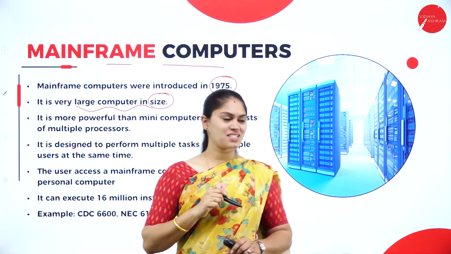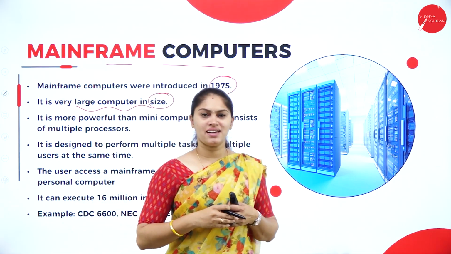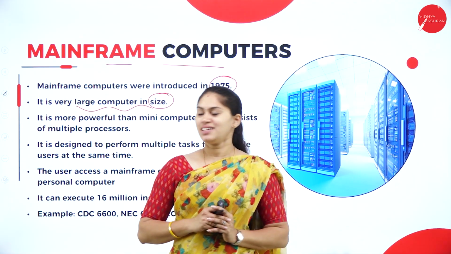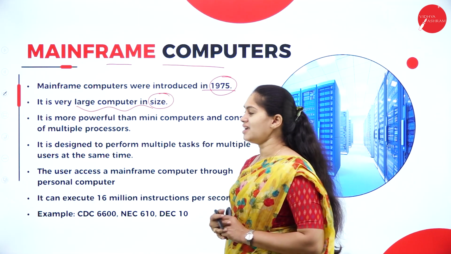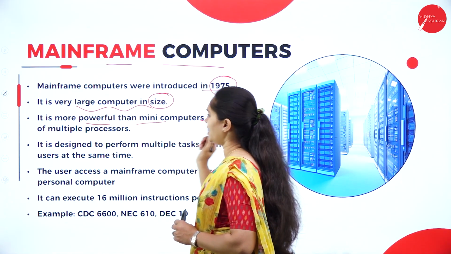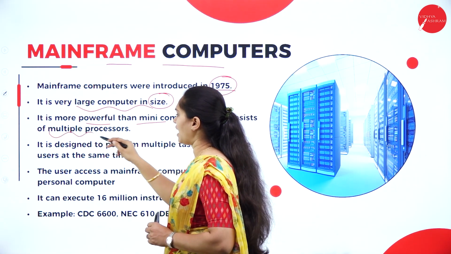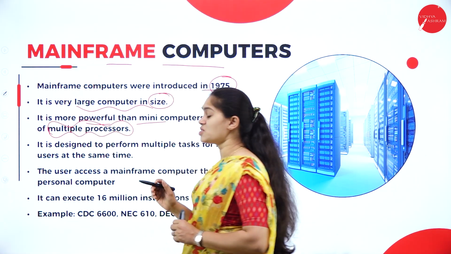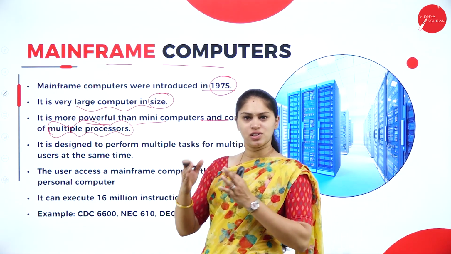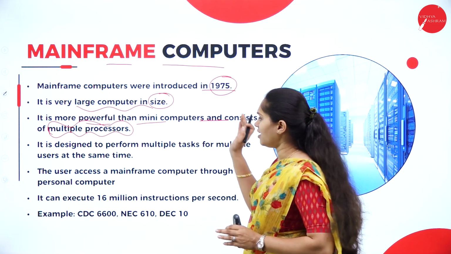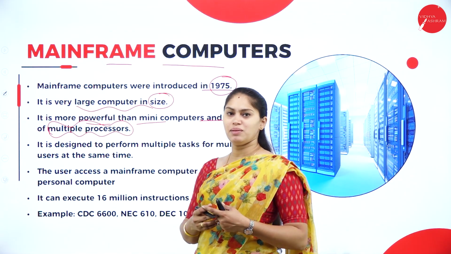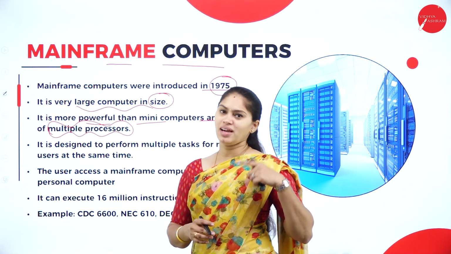So if you look into this image, you can easily understand that it's not looking like a normal computer, isn't it? It is larger in size and it was invented in the year 1975, and it is more powerful than the mini and microcomputer, and it can have multiple processors. If you consider the mini and micro, at most we have 2 or 3 processors, but here it may consist of multiple processors.